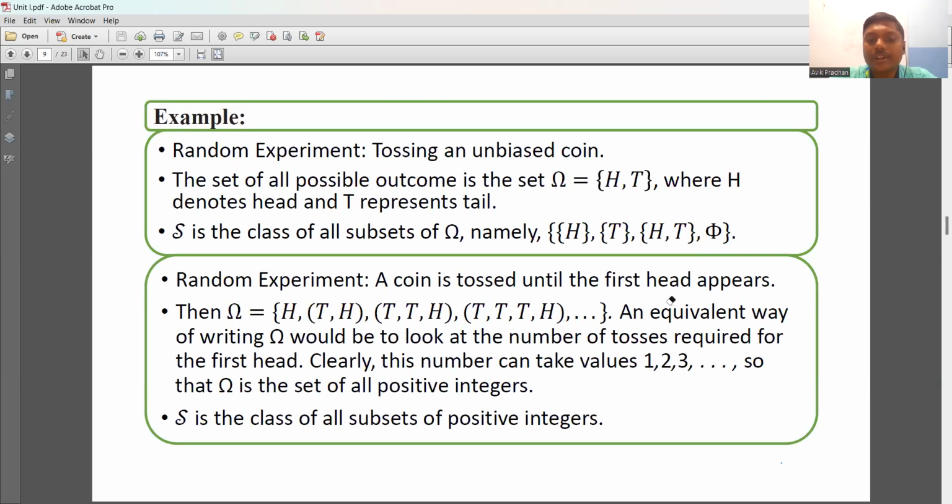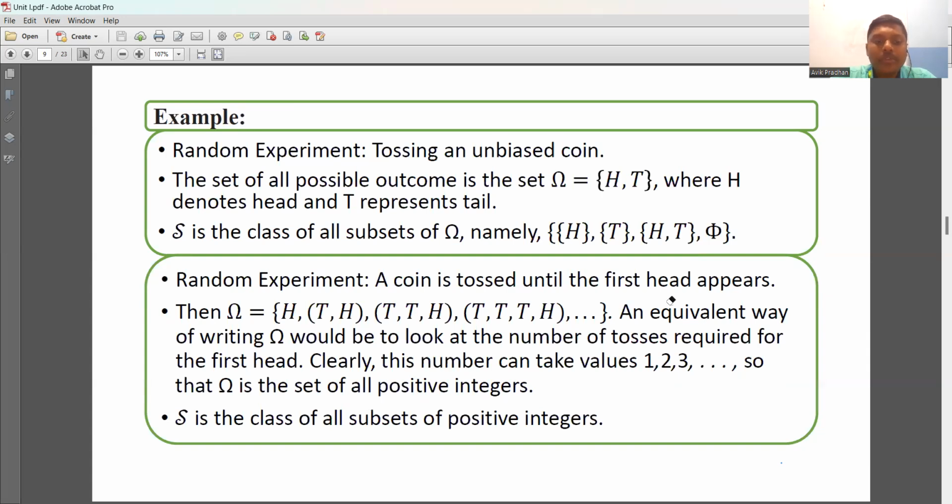So here are some examples we have already mentioned. If I think about the random experiment of tossing an unbiased coin, then the set of all possible outcomes is going to be head and tail, and the sigma algebra corresponding to it is going to be the null set, the set itself, and head and tail.